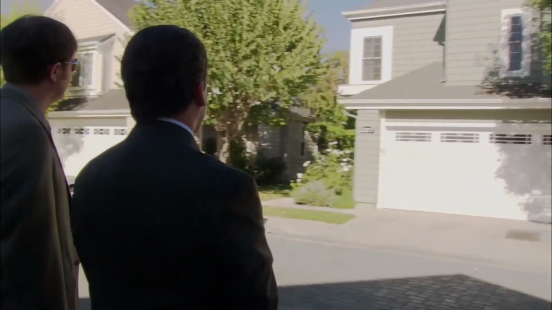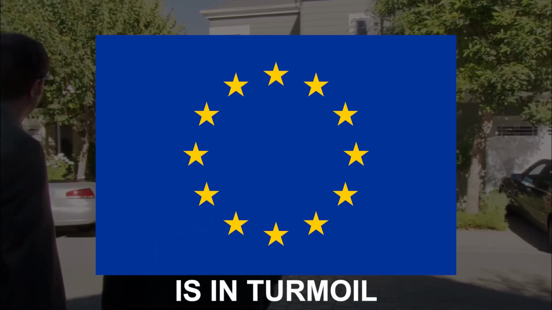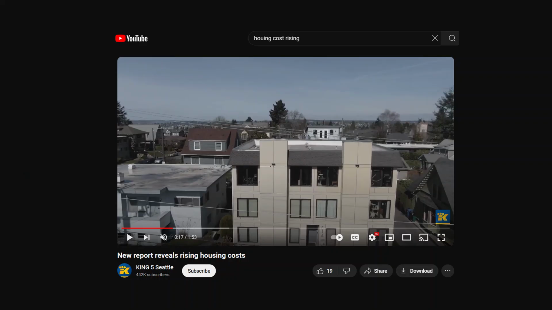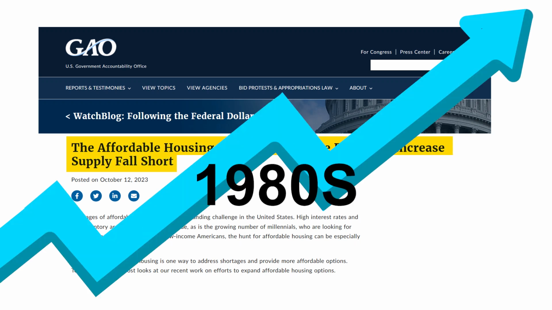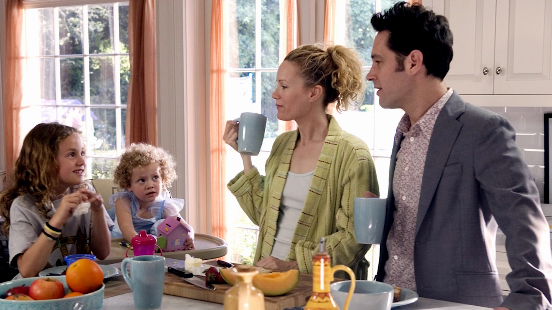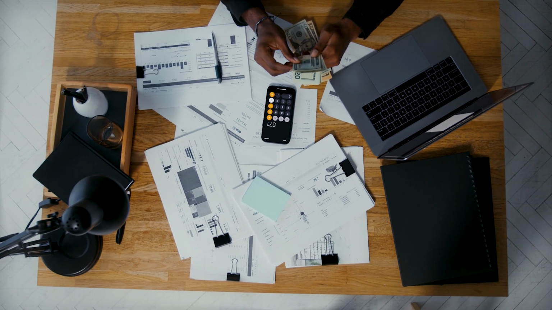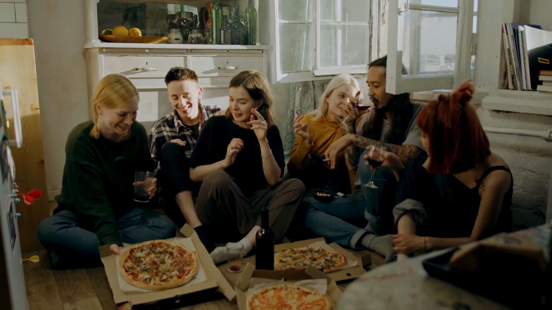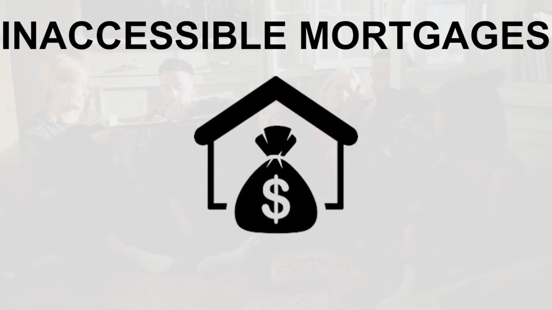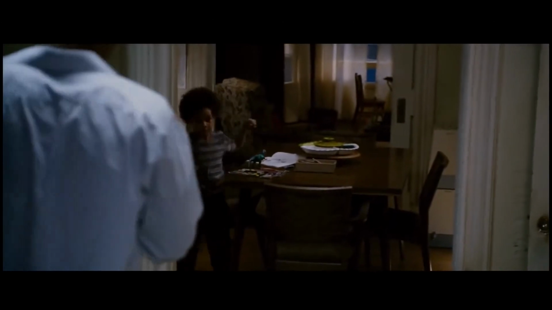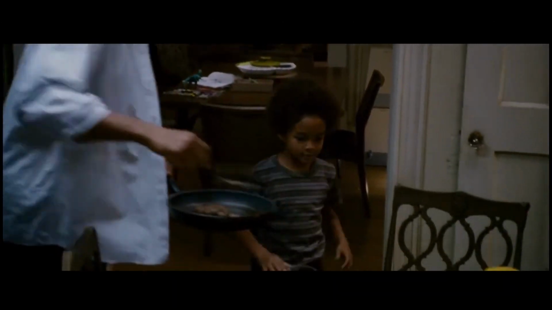The housing market in the United States, UK and Europe is in turmoil, marked by soaring prices and an alarming shortage of affordable homes. This crisis, which has been escalating since the 1980s, now sees even the middle class struggling to secure housing. Young people, in particular, are burdened with high rents, student loans, and inaccessible mortgages. A common scapegoat for these issues is immigration.